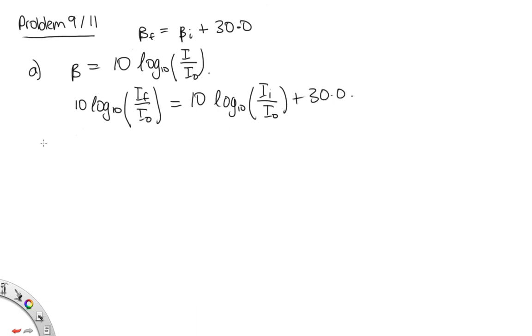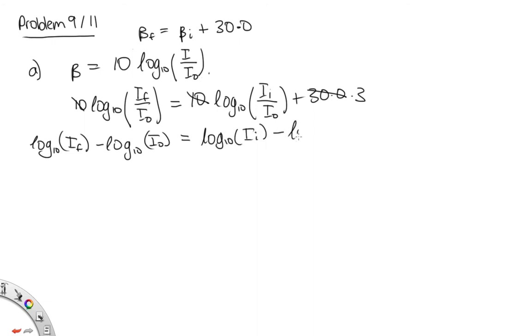Okay, now expanding this log. When we do a division within a log, we can subtract the log functions from each other. Let's just divide everything through by 10, so this becomes 3. So we've got log to the base 10 of IF minus log to the base 10 of I naught is equal to log to the base 10 of the initial intensity, minus log to the base 10 of the reference intensity, and this is 3 now.